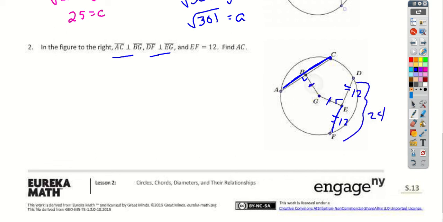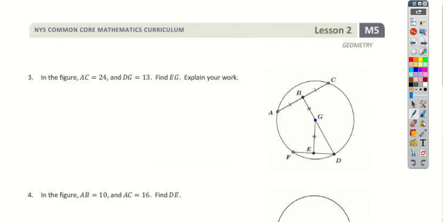And if these are equal, then the chords are equal. So the length of AC is the same as FD, so this is also 24. That's it, guys. That's all you got to know for this. All right. We'll try one more. We'll see how it goes.